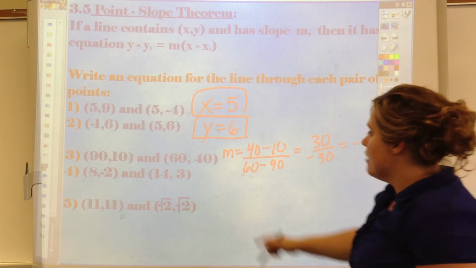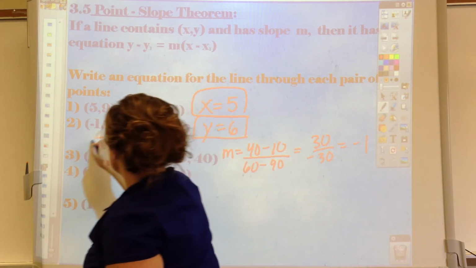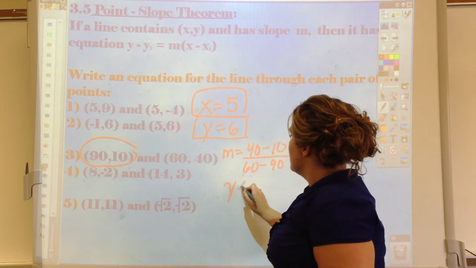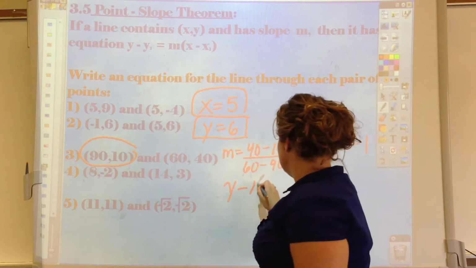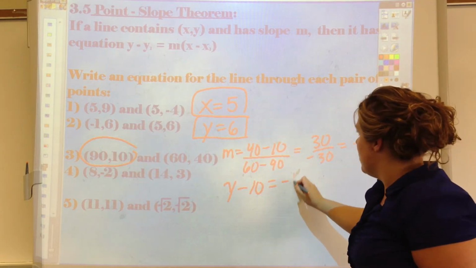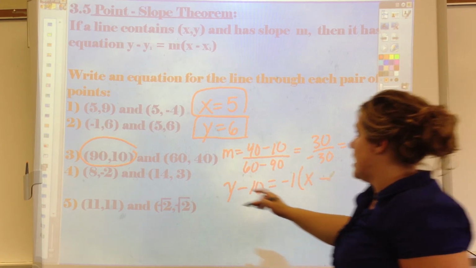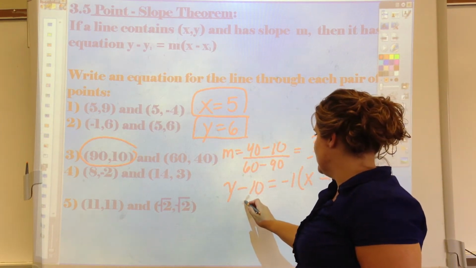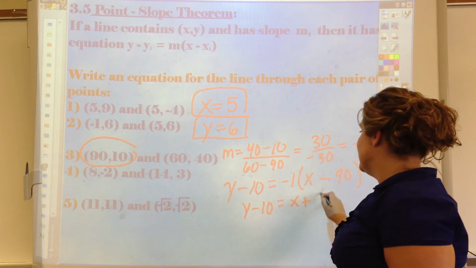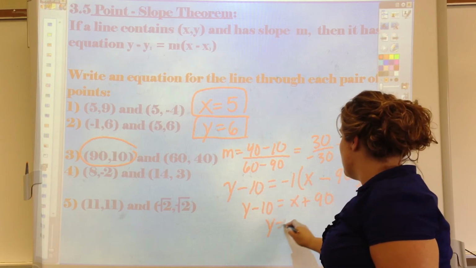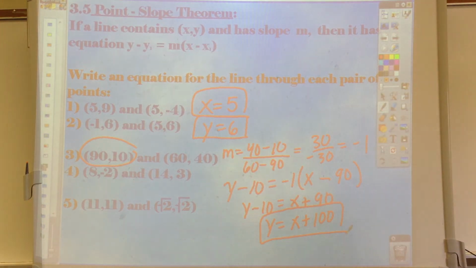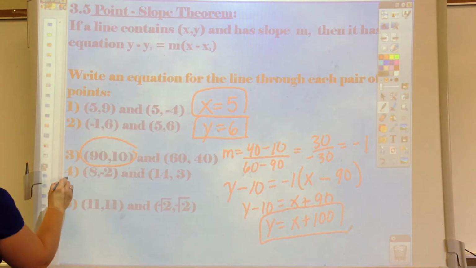Hopefully. Now to find the equation of the line, I'm going to plug in this first point into my equation. I now know the slope, and I can say y minus y1, which in our case is 10, equals the slope, which is -1, times x minus x1, which in our case is 90, and I can simplify. And I get y minus 10 equals -x plus 90. Add 10 to both sides, and I get y equals -x plus 100. And I have my first 3 equations down. I would like for you to go ahead and try that exact format for number 4.